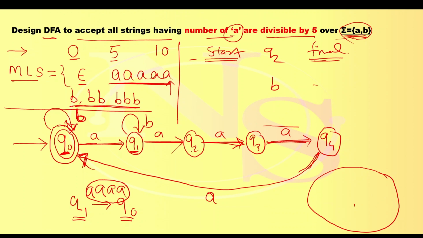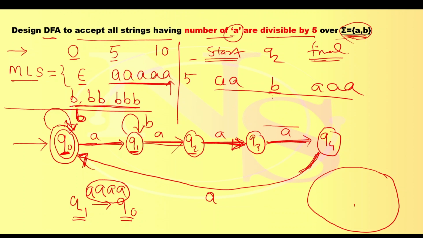Ask yourself how to reach Q2 from the starting state. This is my starting state. How to reach Q2? By reading the first, second A. So 2 A's. How to reach the final state from Q2? By reading the first, second and third A. So write down these 3 A's as it is. It means Q2 is trying to find a transition for B. Is this a valid string? Yes, because the number of A's is 5.